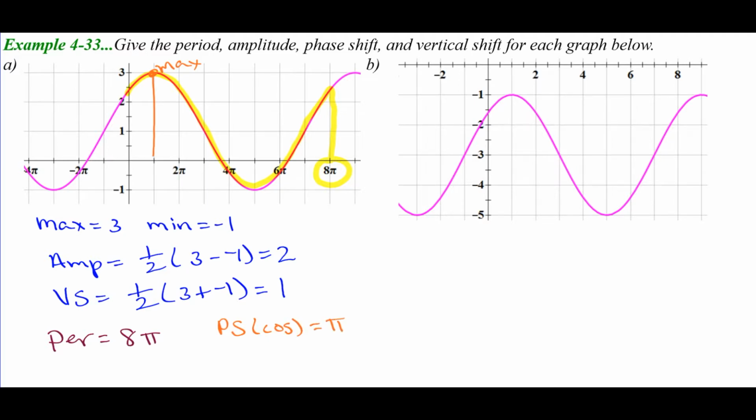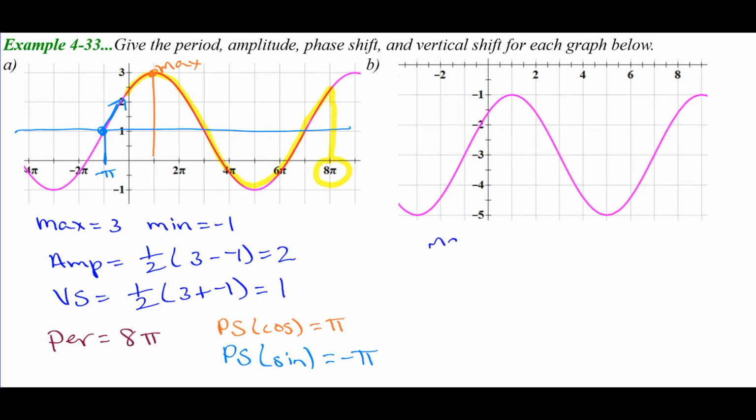And then I want to find my phase shift in terms of sine. So I want to use that midline value. I'm going to draw that line on there. And again, I'm going to come over to here because this is the one where I'm increasing to the right. I'm going to come down to the axis, and that would be at -pi. So my phase shift in terms of sine is going to be -pi.